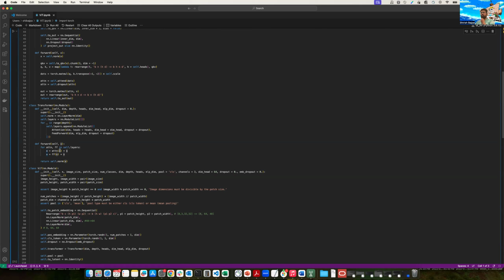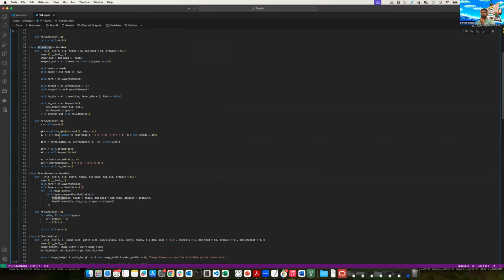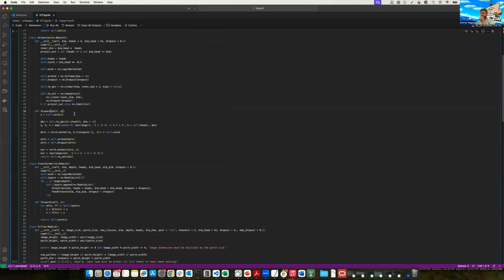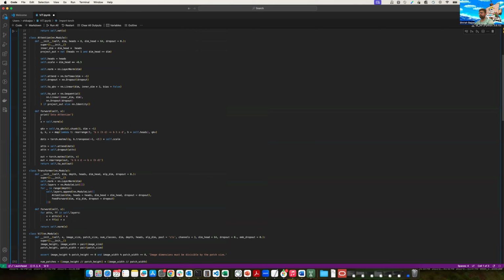Now let's look at the attention module. Let's go to this forward method, right? Let me print here in attention, and let's see what's the input.